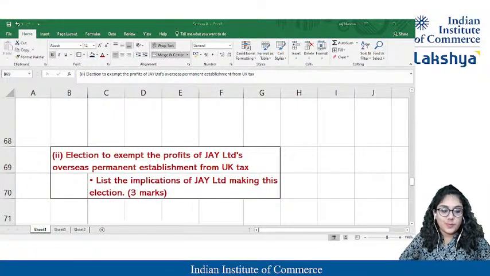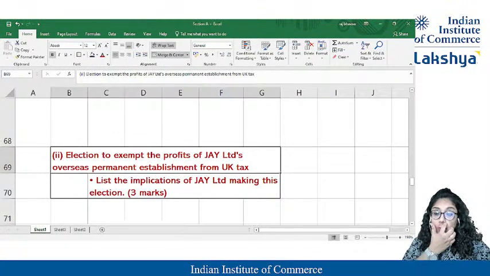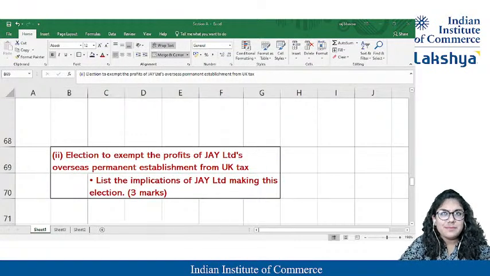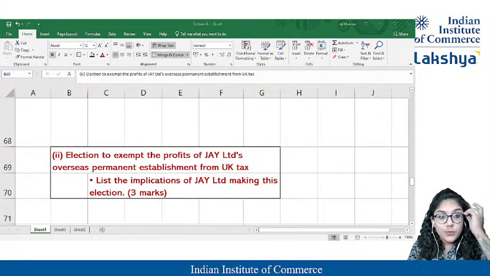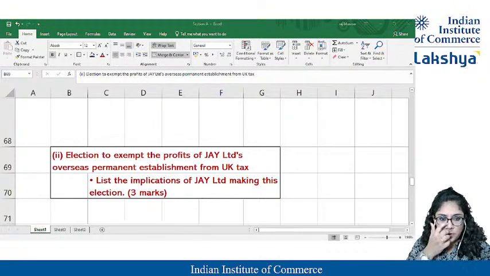Let's resume. So what is being tested: election to exempt the profit of Jai Limited overseas from UK tax leads to the 3 implications of Jai Limited making the exemption. Some exemptions they are talking about. Students, you remember, if I want to elect to exempt the profit from Jai Limited overseas from UK tax, you should remember the election of the exemption. If we make something exempt in UK, it will not be taxed.